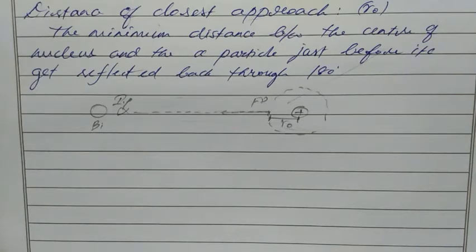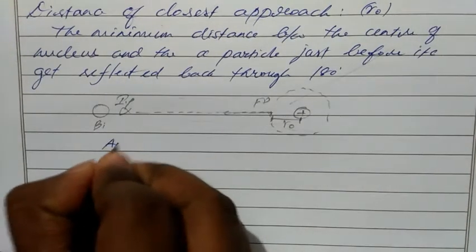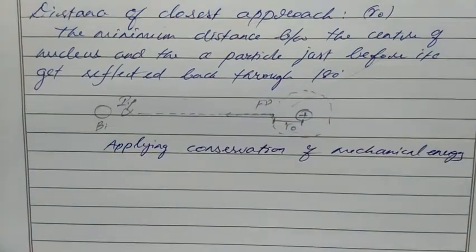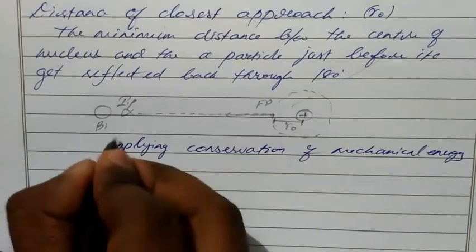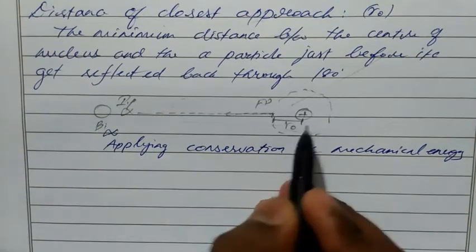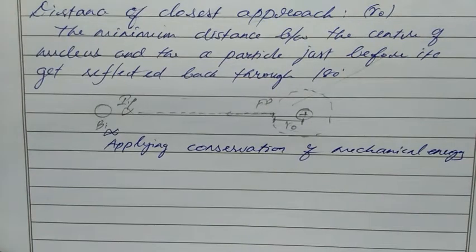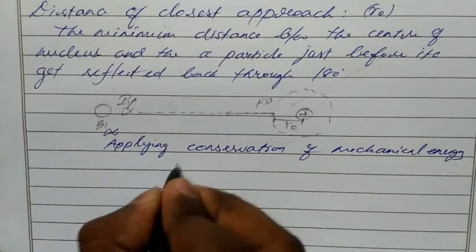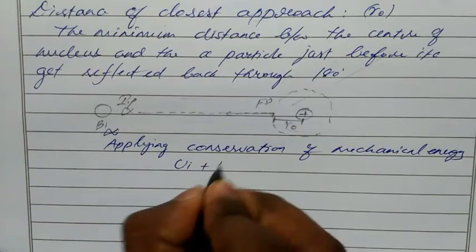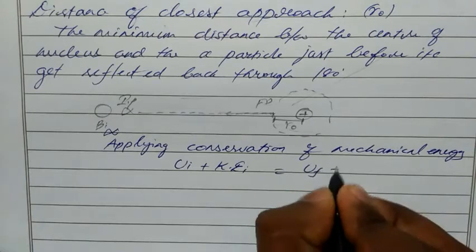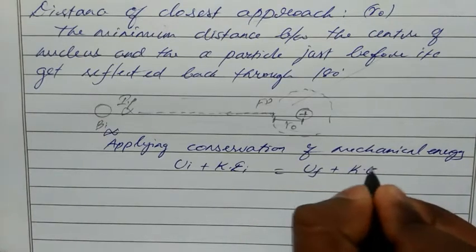Here we apply conservation of mechanical energy. The initial position we take, the distance is infinity. Here the distance is R0. So for applying conservation of mechanical energy, we know initial potential energy plus initial kinetic energy will be equal to final potential energy plus final kinetic energy.